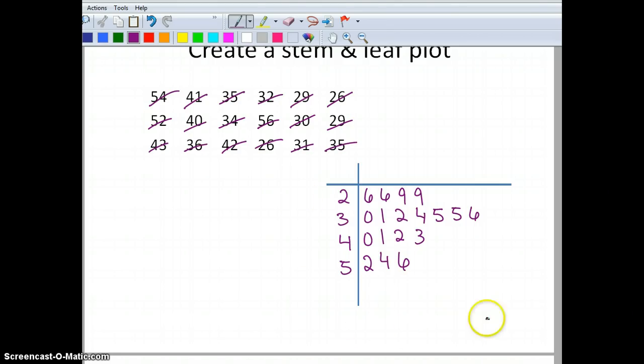Now when I go through and I look at this, I can get a lot of valuable information. It's easier for me to see relatively quickly what my mode is. It also puts them in order, so if I wanted to write them out really quickly, I could. So it's just a different way to look at our data in a more compact form.